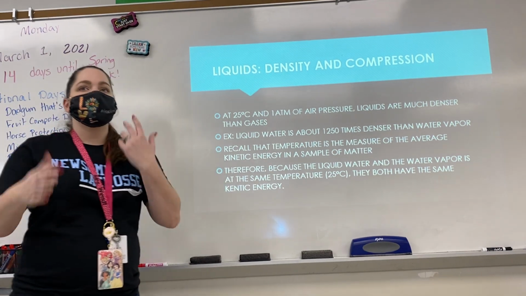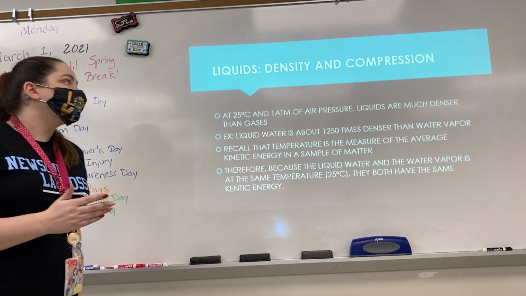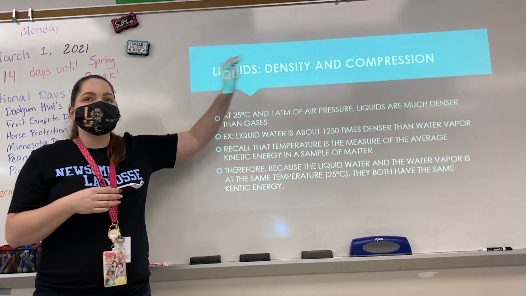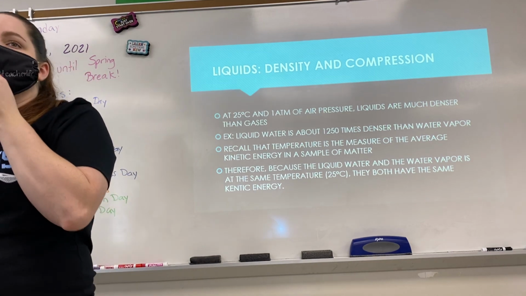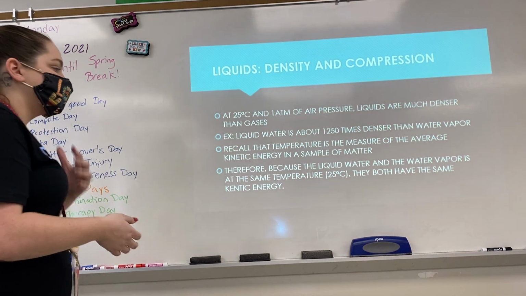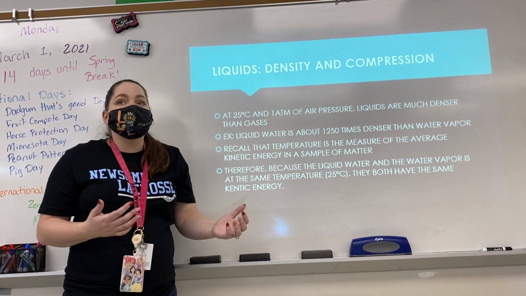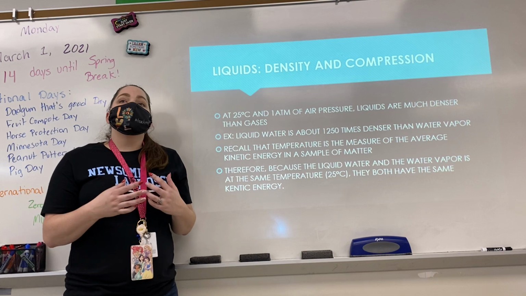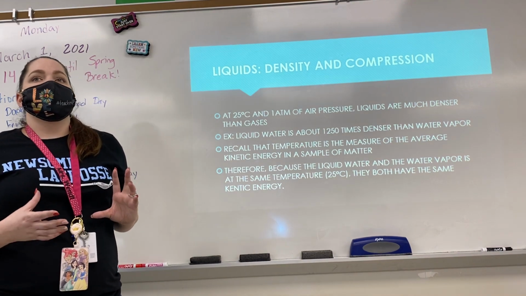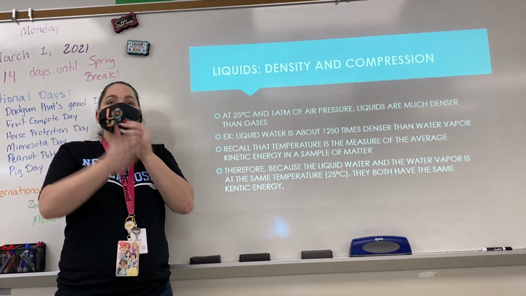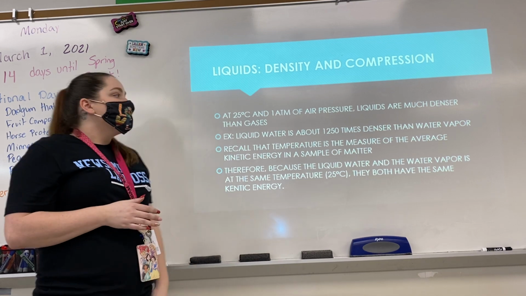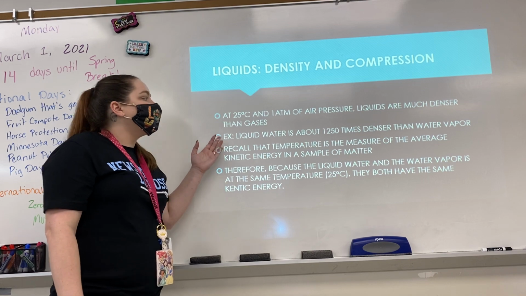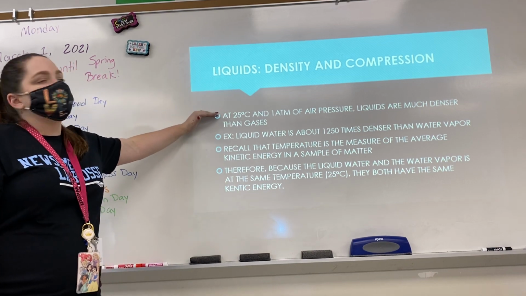at the different characteristics. The first thing we talked about with gases was density, and its compressibility. So now let's talk about solids and liquids and their density and compressibility. We already said that solids are the most dense, and gases are the least dense, and liquids are somewhere in the middle. This is reiterating that, but now we're adding in the aspect of temperature.